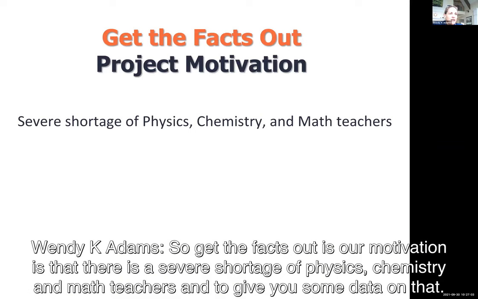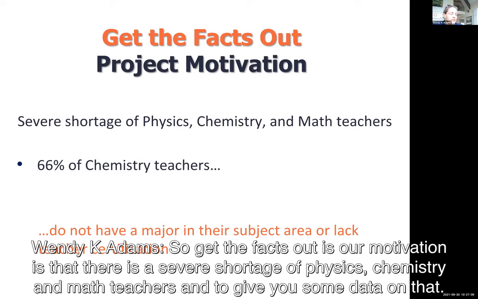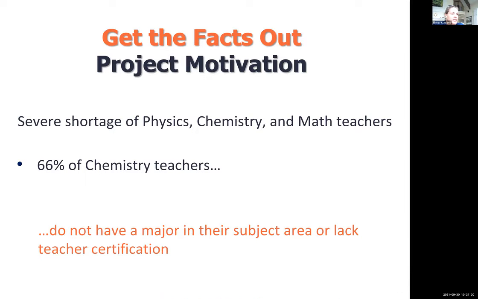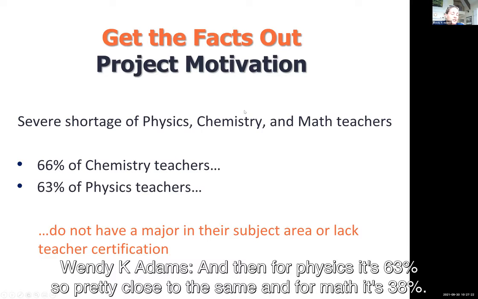So Get the Facts Out is our motivation, that there is a severe shortage of physics, chemistry, and math teachers. And to give you some data on that, 66% of chemistry teachers do not have a major in their assigned subject area, or they lack teacher certification. And then for physics, it's 63%.